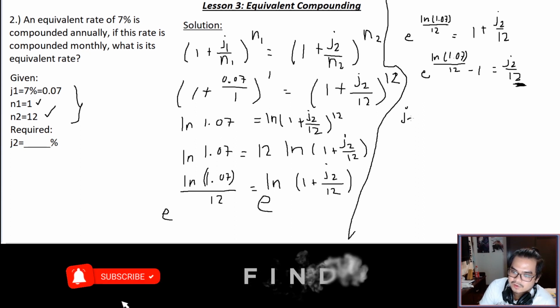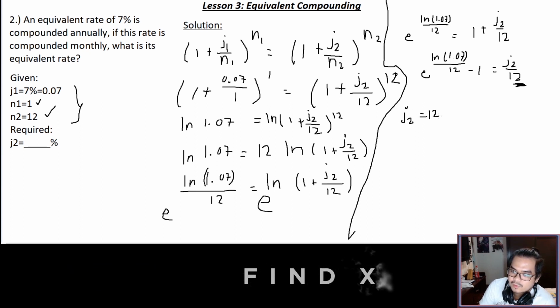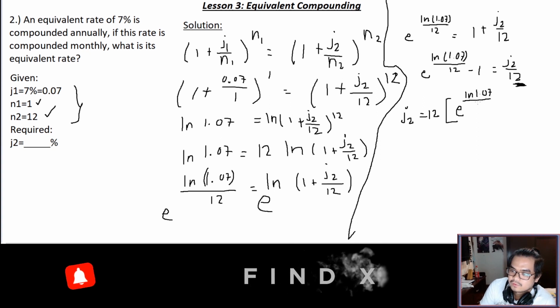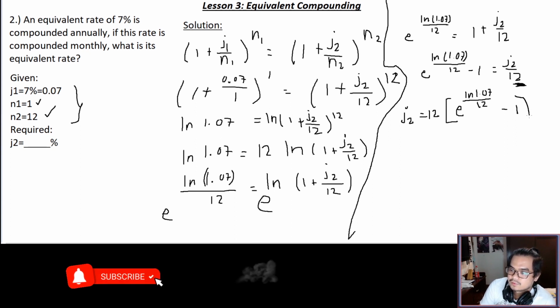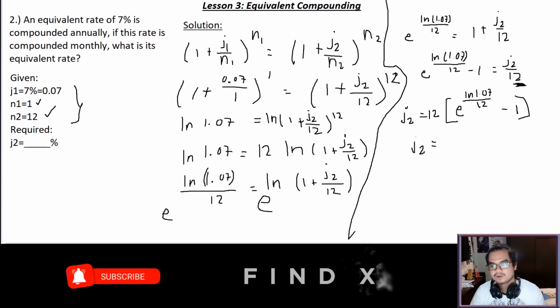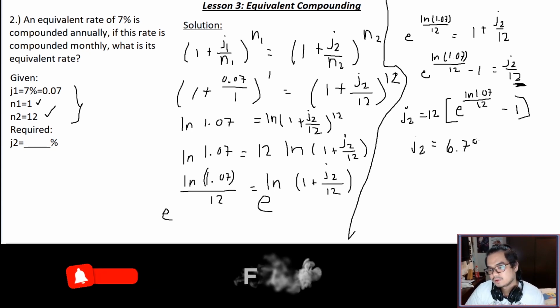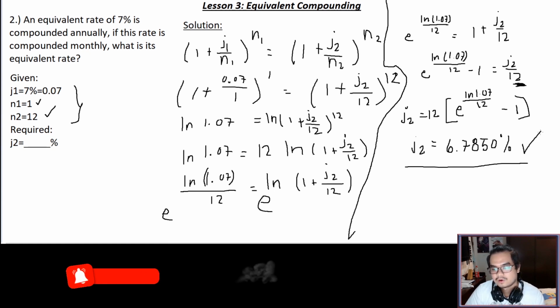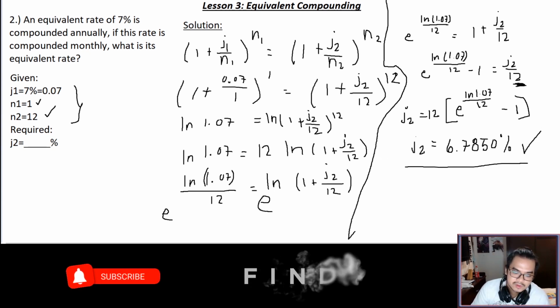Therefore we can just say that j2 will be equal to 12 times e raised to ln 1.07 all over 12 minus 1. Therefore the value for j2, if you will use your calculator, is 6.7850%, and that will be your answer. Alright, so let's go to the next problem.